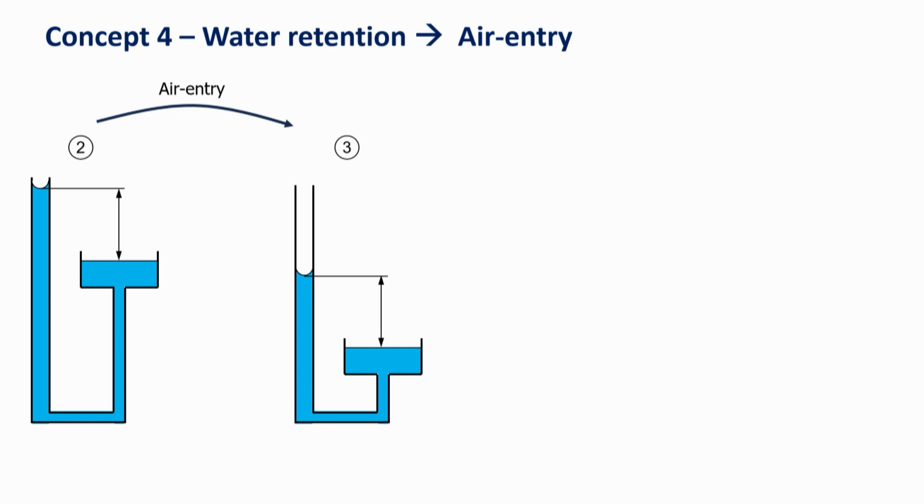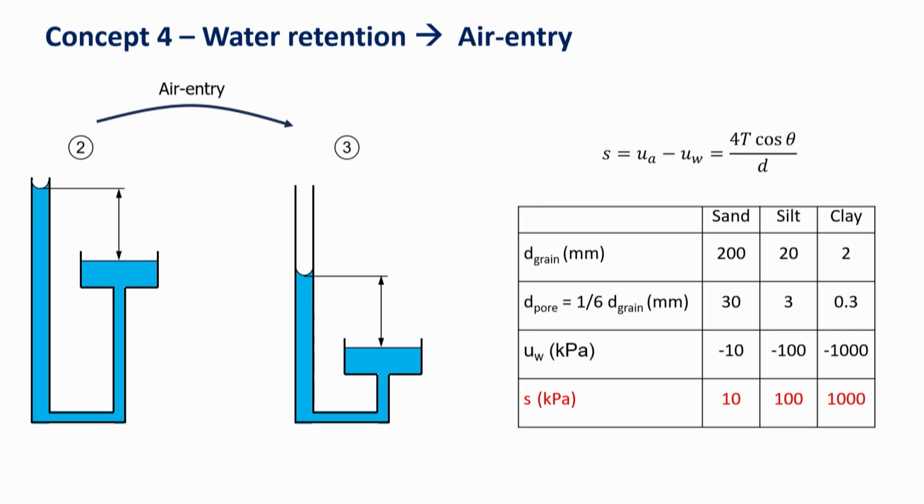Look at that transition here. That's the transition where you have the meniscus receding in the capillary tube. So this is technically air entry, because the air is entering the capillary tube. And this process is controlled by the minimum pressure that the meniscus can sustain, and this is controlled in turn by that equation.